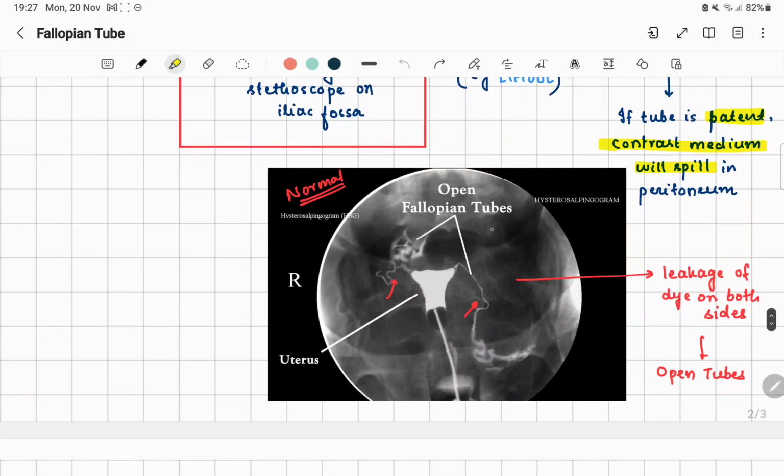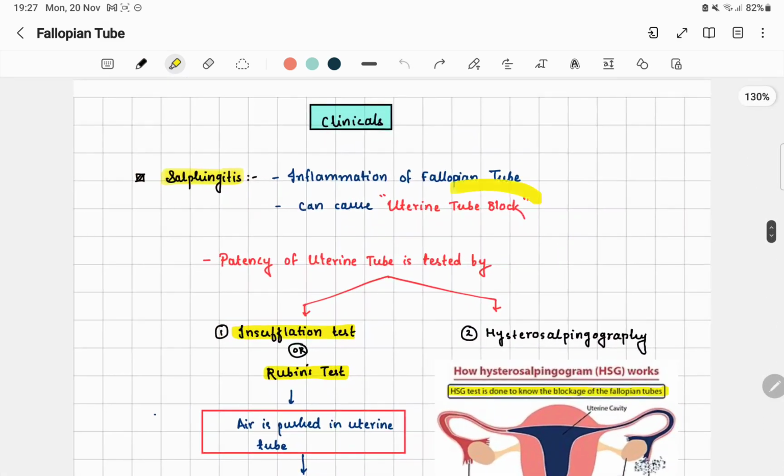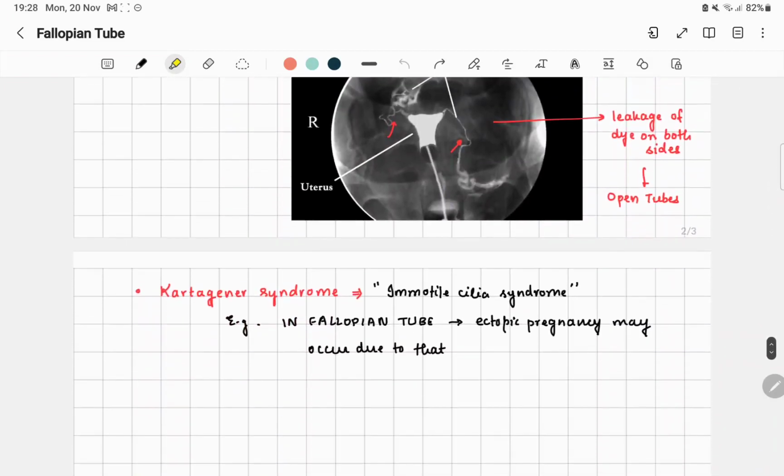You can see this is an HSG test, a hysterosalpingogram, and you can see the spillage of dye. The dye has leaked out on both sides, present here and here, so it indicates that your uterus and fallopian tubes are very normal. You have open tubes. So to check if there is uterine tube block or not, we apply these tests.